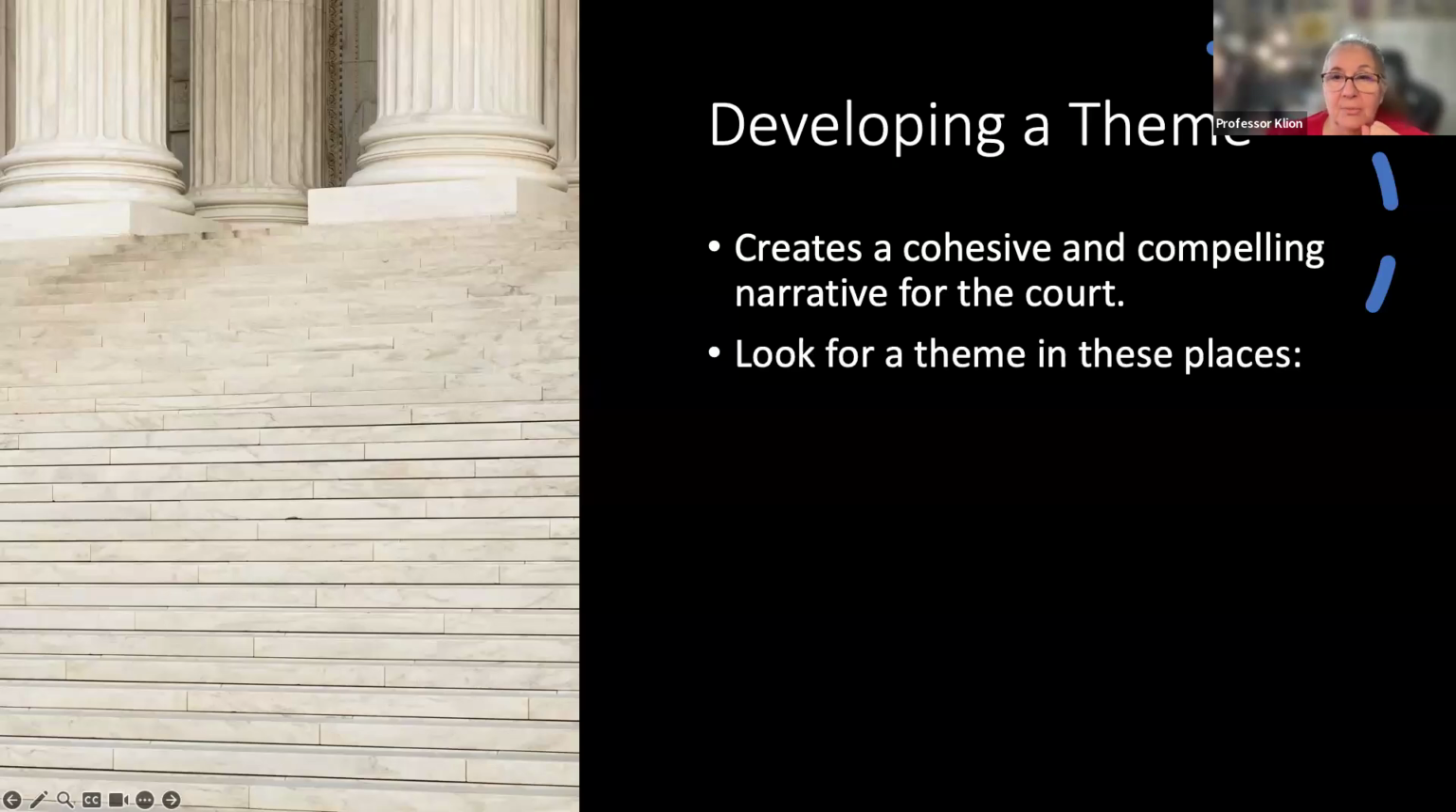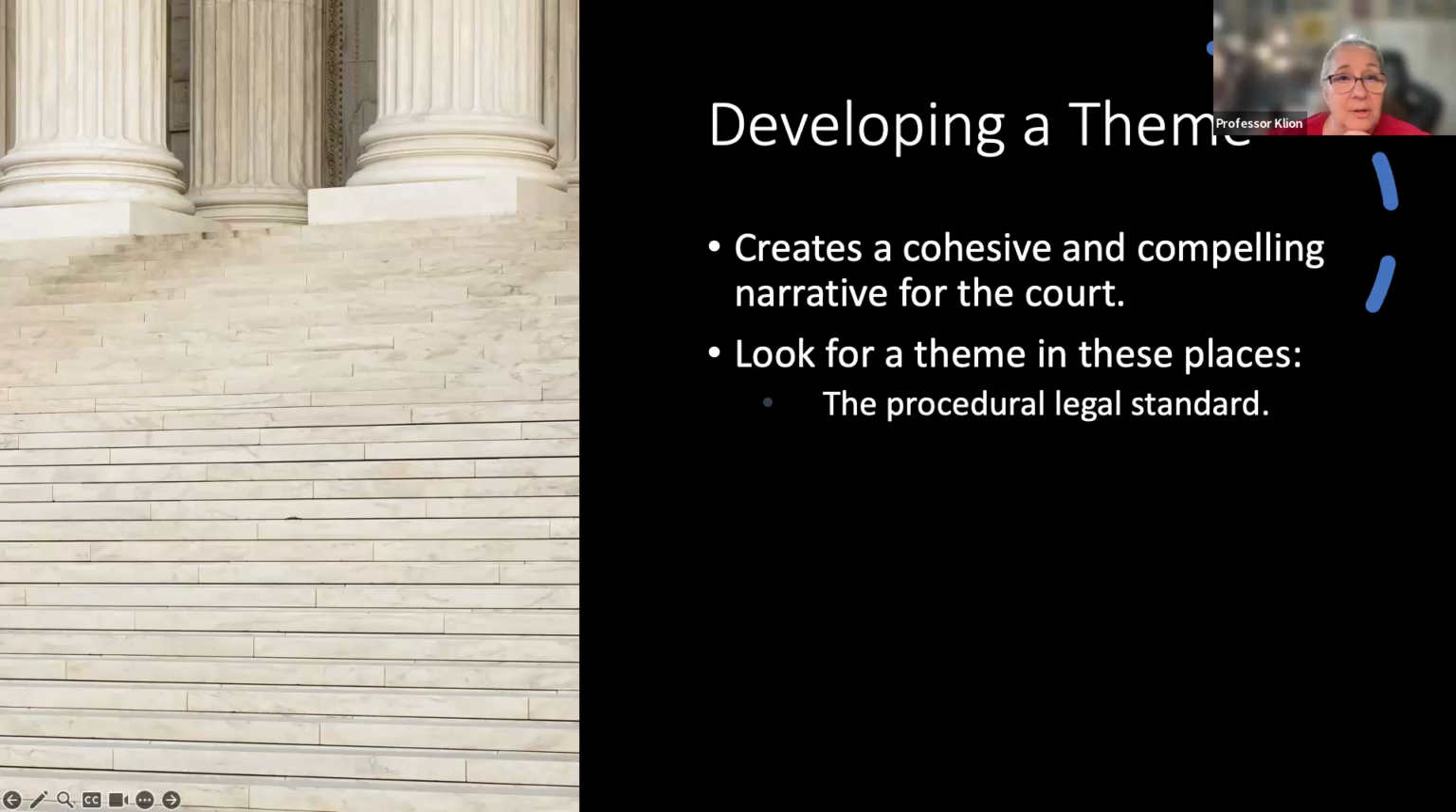You look for themes in different places. You can look for themes in the procedural legal standard. So if you were doing an appeal, which we will get to later in the semester, it can be something as simple as a trial court did not abuse its discretion. It could be something as simple here that there was no probable cause, but a procedural legal standard.